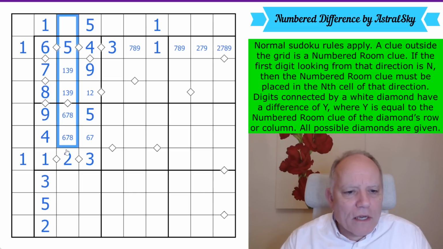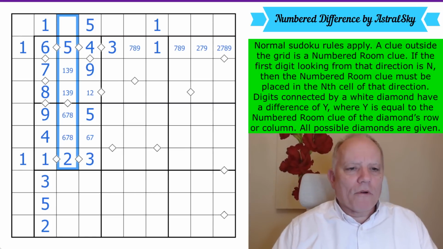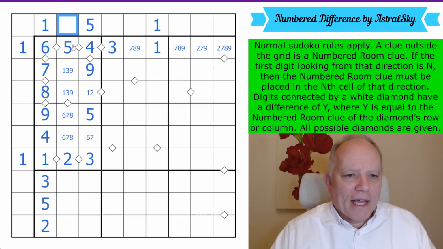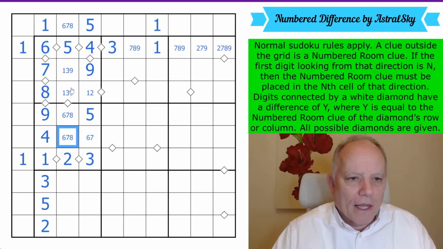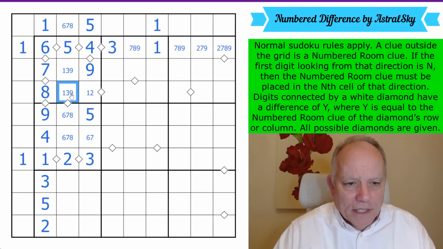Now, in this column, there's not much. There is one diamond, but it's more about whatever is there is in numbered room 5. So it is 6, 7, or 8, because that's what's in this room. Now that is therefore the difference between these two. 6, 7, or 8 is the difference between those. This can't be a 9, and it can't be a 3.